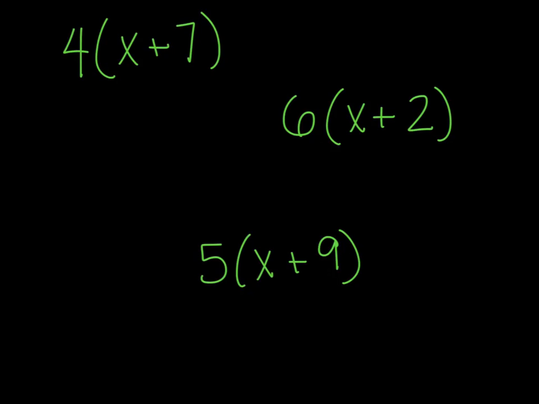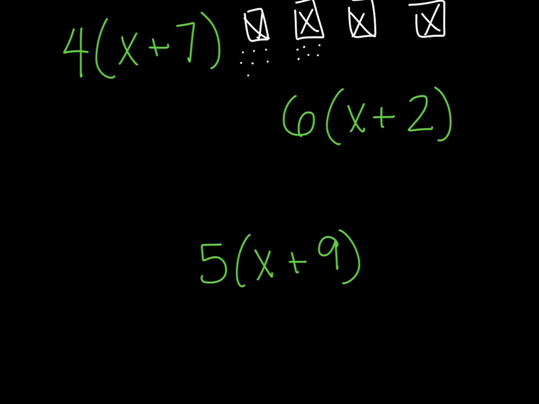So that first one, okay, we could just say that we have 4 bags, we have x blocks in each bag. And we could say that there are 7 extras outside. 1, 2, 3, 4, 5, 6, 7, for each of the 4 bags. Okay? That's just a quick visual if you need it.